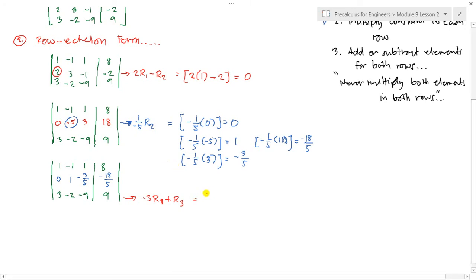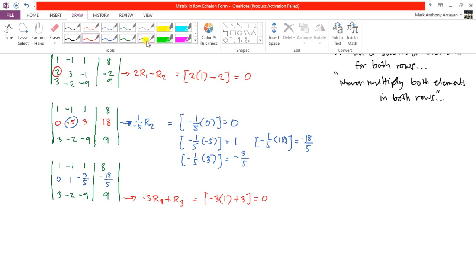Okay, let's try it. That is negative 3 times R1. R1, here, is 1. Plus R3. What is in R3? The first one is 3. So this is equal to 0. So it is now 0. And then we apply it one by one. Match them up: this negative 2 matches with negative 1, and we use the same operation. So we simplify it.